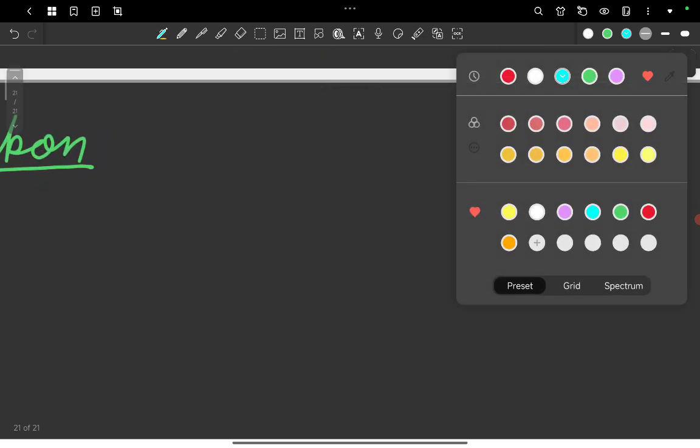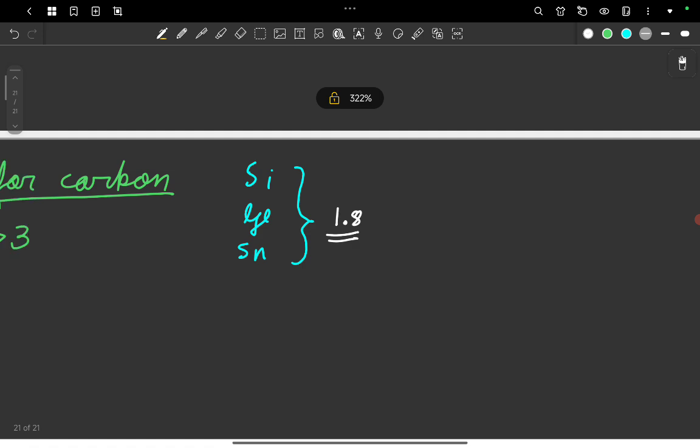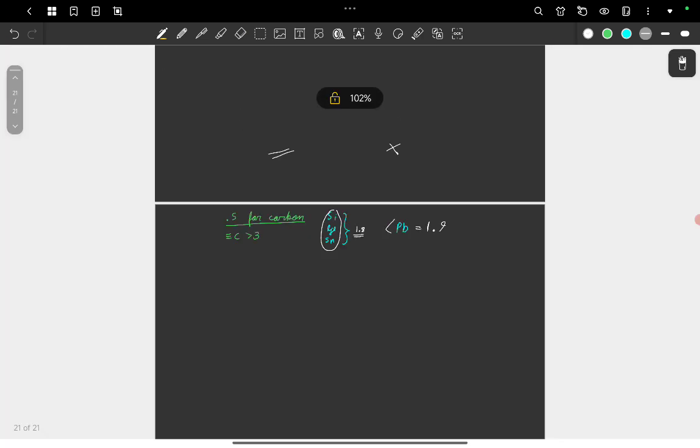Now, an interesting thing to note is that silicon, germanium, and also tin all have the same electronegativity, which is 1.8, according to the Pauling scale given in NCERT. And lastly, lead has a slightly higher electronegativity than this trio, which is 1.9.